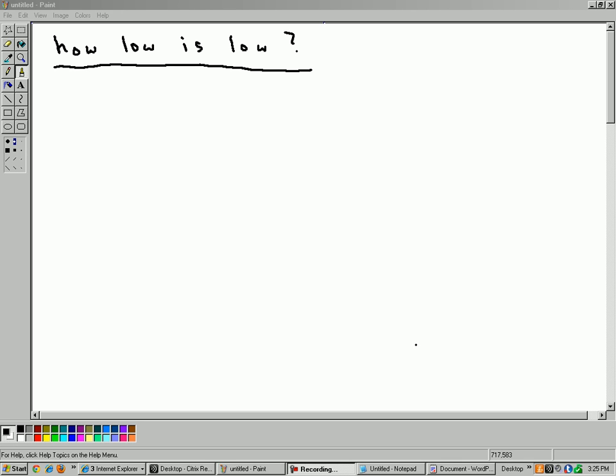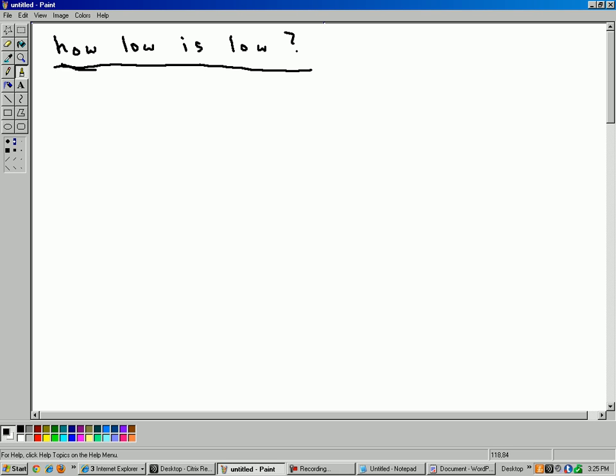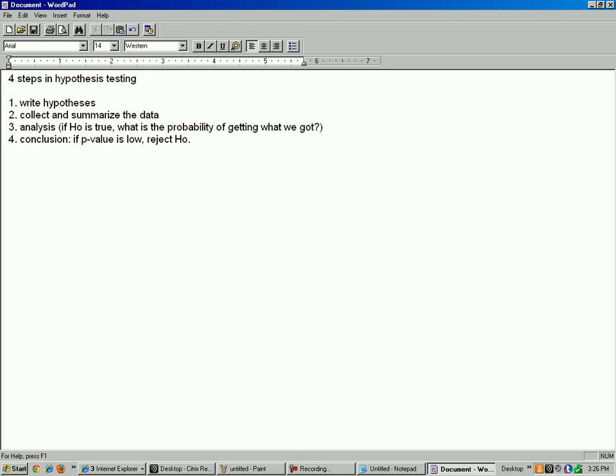Hello, this lesson is about the question, how low is low? This is in relation to the four steps of hypothesis testing. Let's go back to our four steps here. So here's the basic four steps. Step one, write your hypothesis or hypotheses. That's the null and alternate hypotheses.